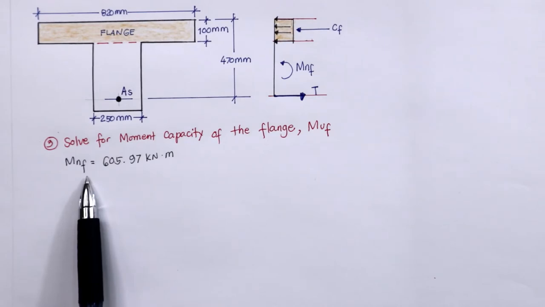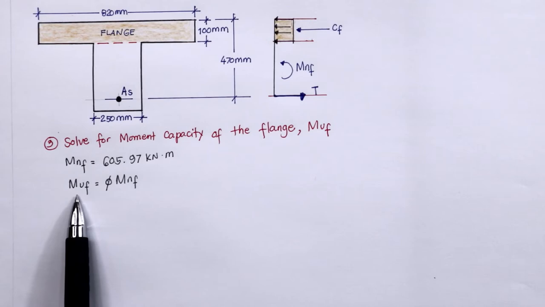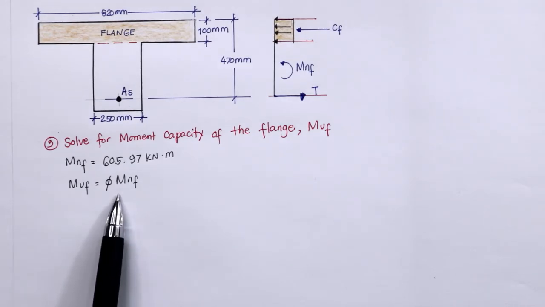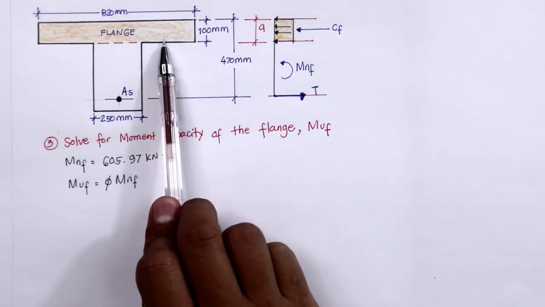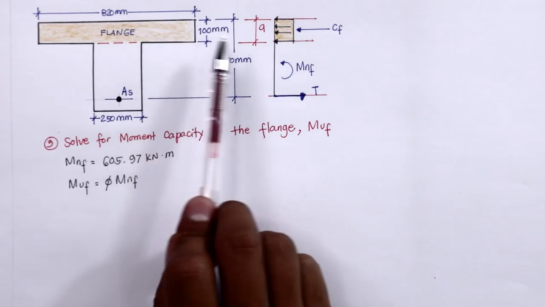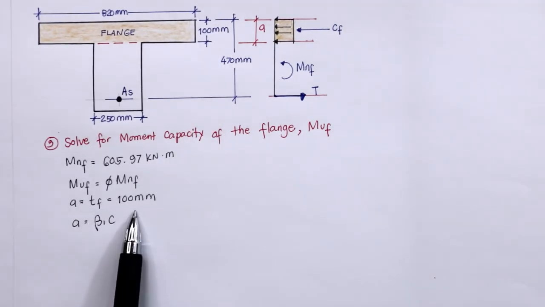Sinabi ko kanina na yung value ng MN1 is equal lang din sa nominal moment ng flange, which is 605.97 kilonewton meter. Using the formula, MUF is equal to reduction factor MNF, kailangan natin kunin yung value ng reduction factor na gagamitin natin when the value of A is equal to the thickness of flange. Since yung flange lang ang ina-analyze natin, therefore, the value of A is equal to the thickness of flange, 100 mm. A is equal to 100 mm.